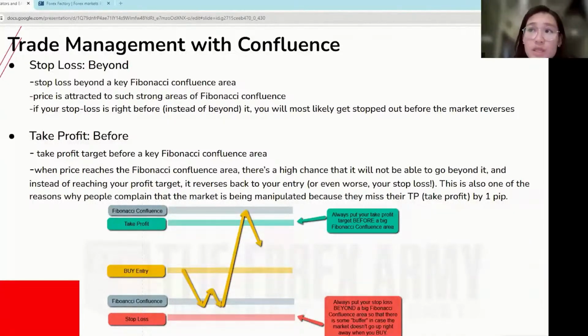So for your stop loss, we typically recommend you place it beyond a key level. The reason for this is that more often than not, price is attracted to such strong areas of confluence. And if your stop loss is right before instead of beyond it, you'll most likely get stopped out before the market reverses. This is one of the reasons why most people wonder why they got stopped out right when the market starts to reverse, and then complain about stop hunting.